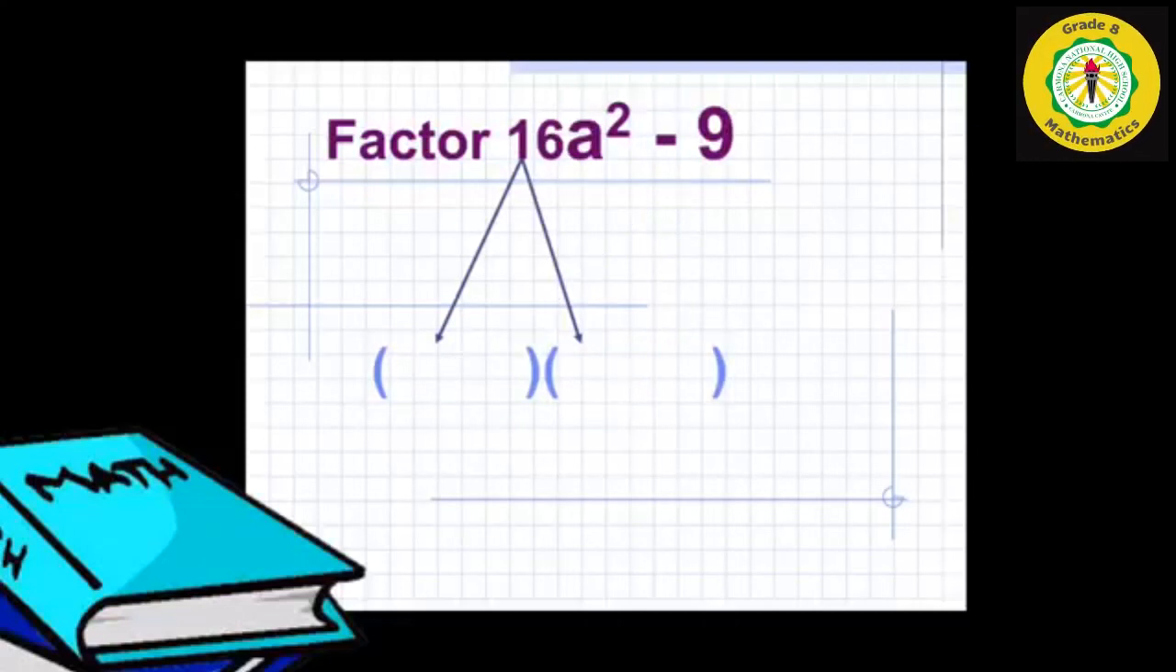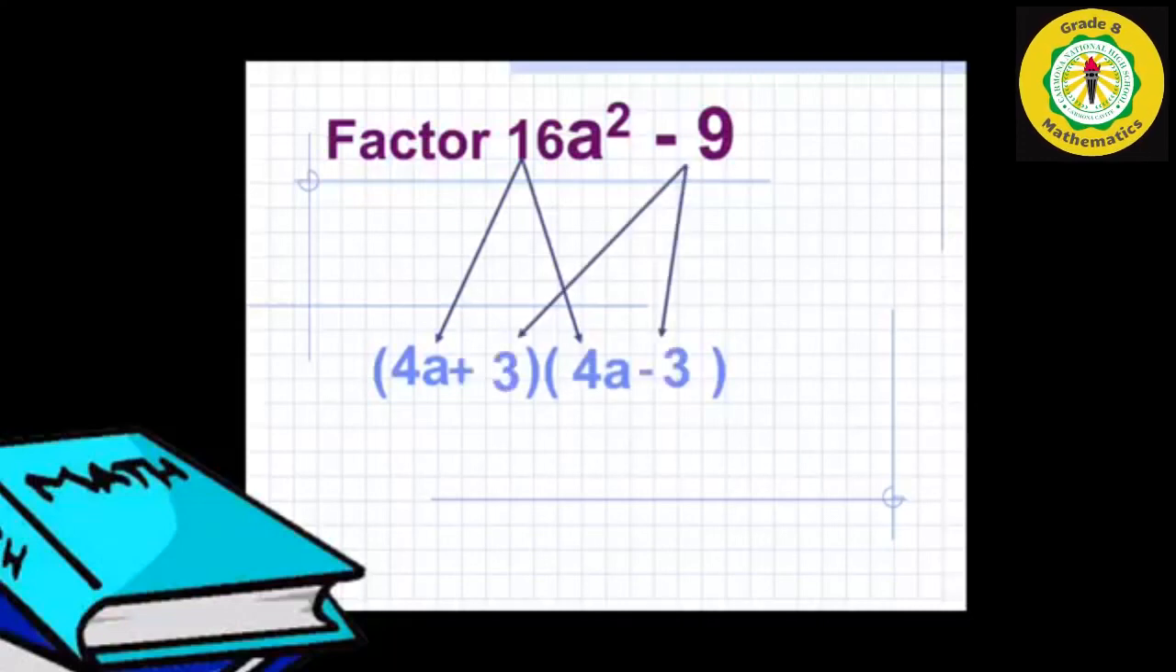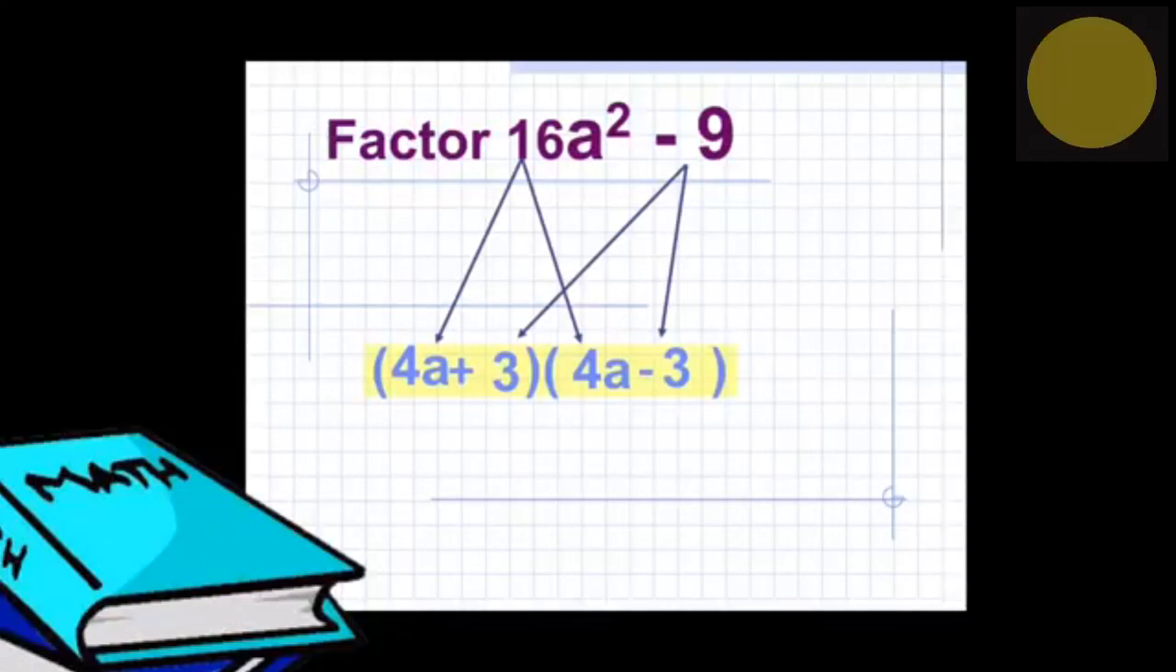For our second example, let's factor 16a squared minus 9. First, let's find the square roots of the two terms that are perfect squares. The square root of 16a squared is 4a, and the square root of 9 is 3. Then write the factorization as the sum and difference of the square roots. So the answer is 4a plus 3 times the quantity of 4a minus 3.